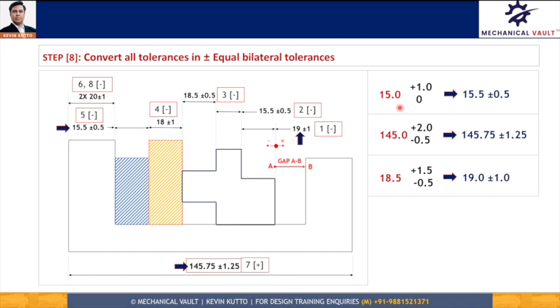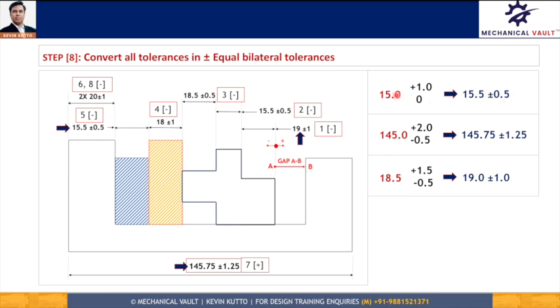So the first dimension was 15, 0 plus 1. How can I convert it into equal bilateral? We can convert that by this process. The total tolerance here is 1 mm. As you can see, this 1 mm can be divided in half, that is 0.5. So my tolerance can be plus minus 0.5. Now you have to add this 0.5 to 15. So 15.5 plus minus 0.5 is the equal bilateral tolerance.